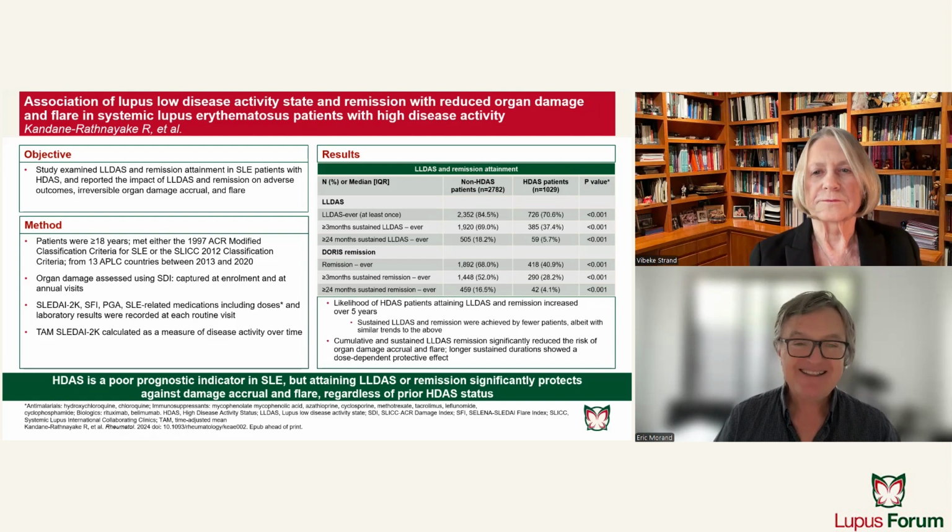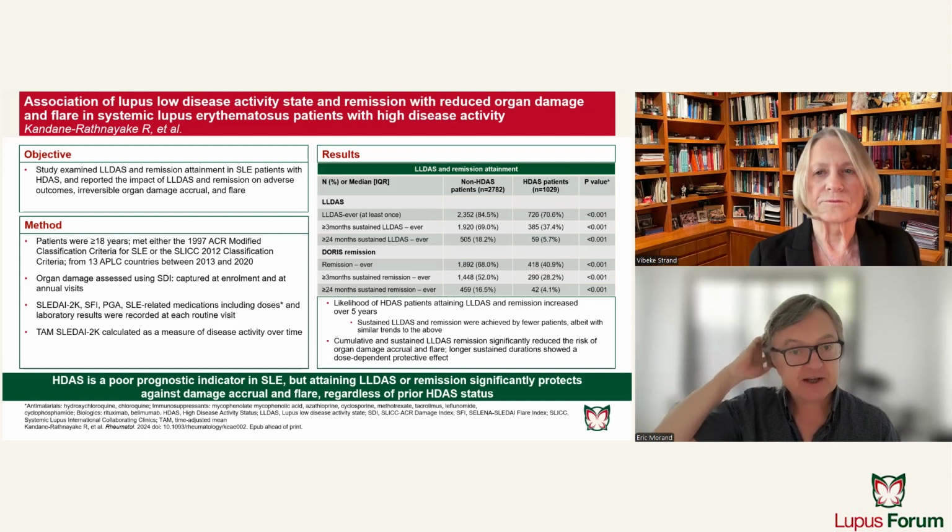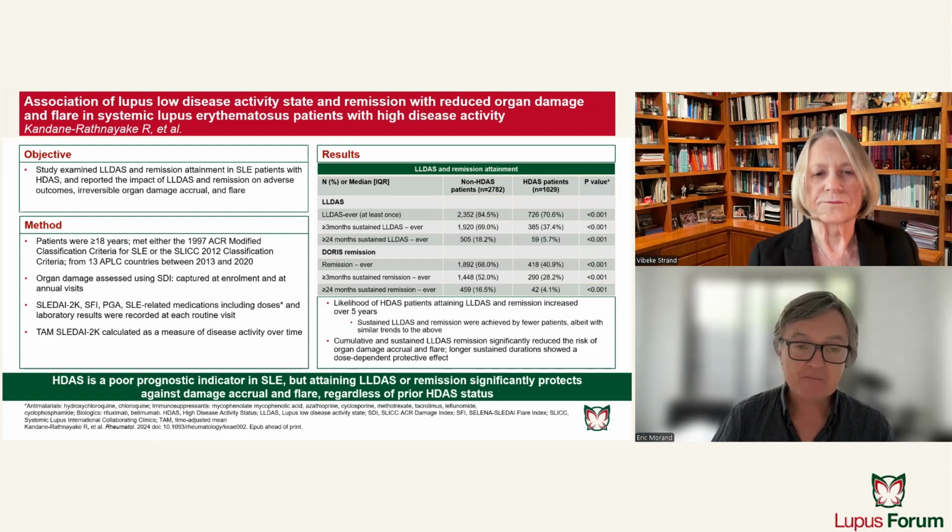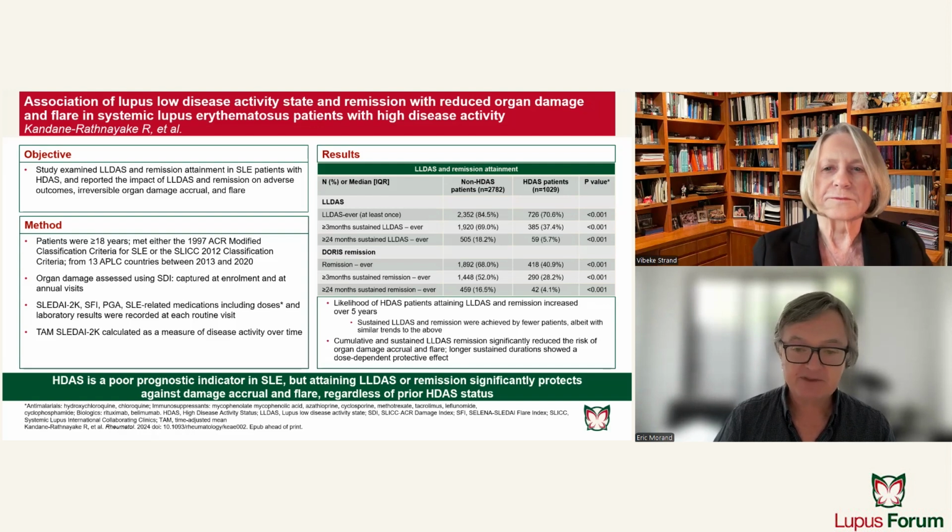So in summary, this retrospective analysis of prospectively collected data showed that the rate of high disease activity episodes is high, that attainment of low disease activity and remission in these patients does not happen as often as it does in other patients, but can be attained. And when it is attained, and especially when it is sustained, such patients are indeed protected from long-term adverse outcomes of their lupus.